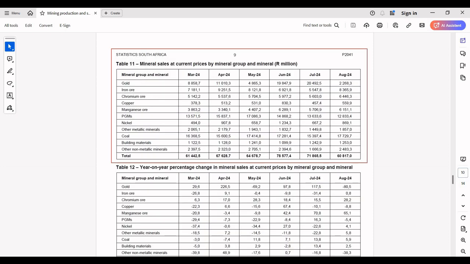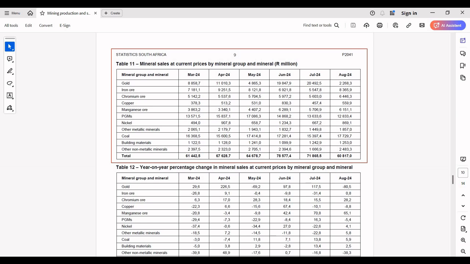So the visualization is based on table 11 of this publication, the mineral sales at current prices by mineral group and mineral. So this is what it looks like.